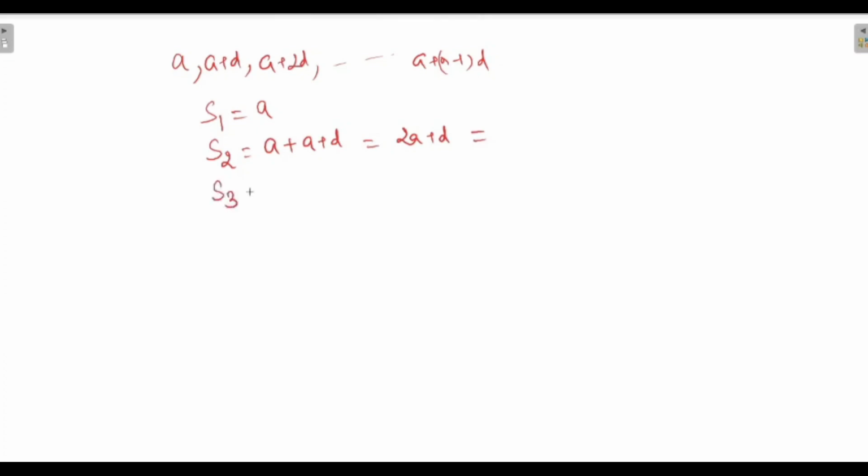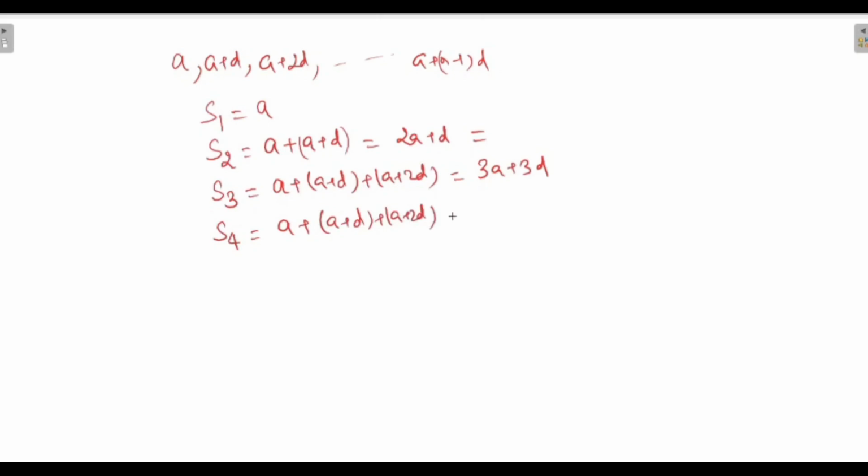Now I'll come to S3. S3 will be A plus A plus D plus A plus 2D, which will be something like 3A plus 3D. And now again the fourth one, and I'll stop here: A plus A plus D plus A plus 2D plus A plus 3D, and that would be equal to 4A plus 6D.